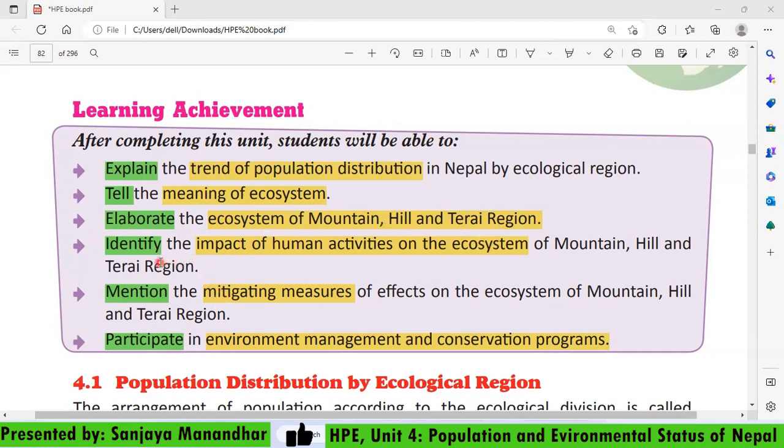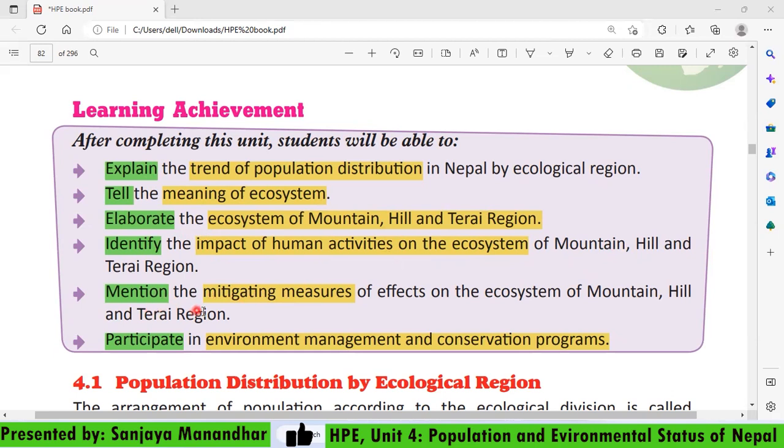Similarly, we have to identify the impact of human activities on the ecosystem of mountain, hill, and Tarai region. What are the impacts of human activities on the ecosystem of mountain, hill, and Tarai region? We must be able to identify them. Because of human activities, what types of impacts are there in the ecosystem of these regions?